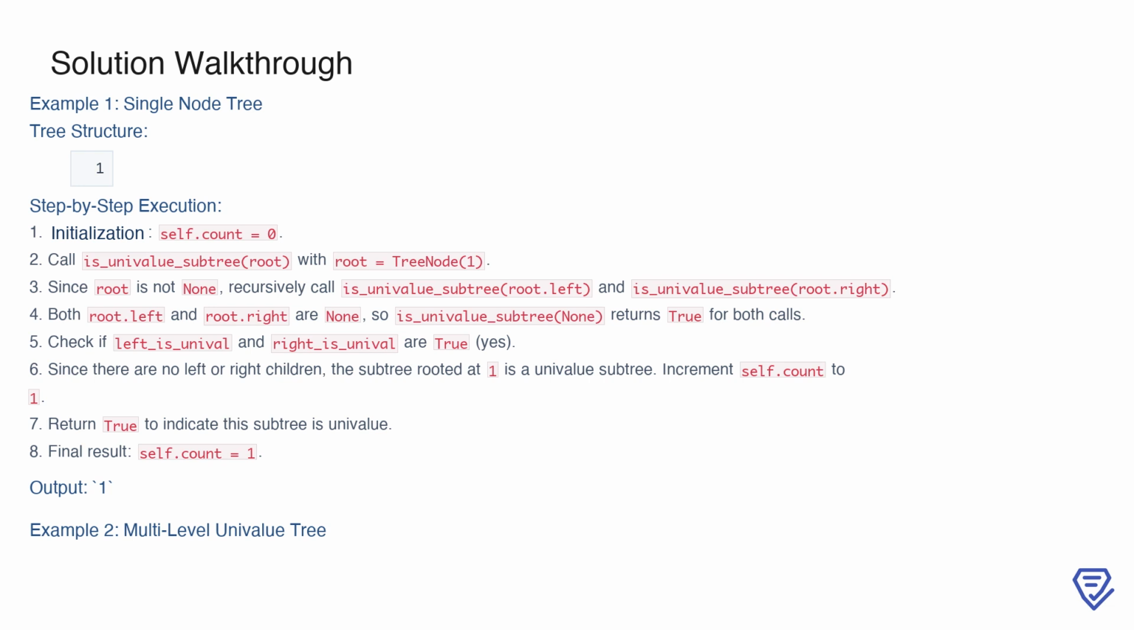Next, we check if both the left and right subtrees are univalue, which they are, and since the current node has no children, the subtree rooted at this node is considered a univalue subtree. We increment the count to 1 and return true to indicate that this subtree is univalue. The final result is that there is one univalue subtree in this tree, which is the single node itself.